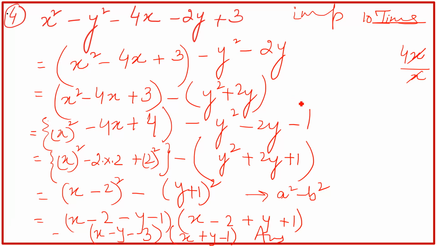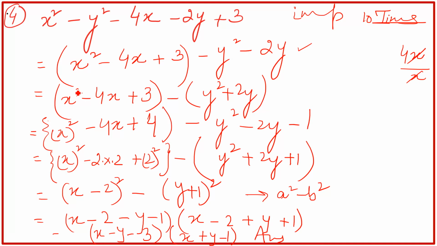This is a very, very important question. I will repeat one more time for you. See, first of all, you have to arrange x square with the decreasing power of x: minus 4x plus constant, and minus y square minus 2y. This is the first step you have arranged here. See here, x square minus 4x plus 3.